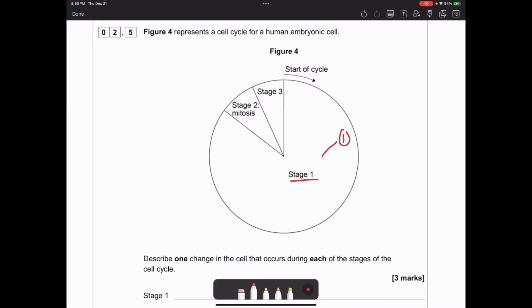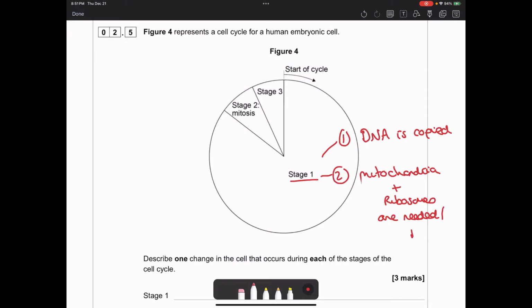In stage 1, you need to know it's basically the preparation stage. In stage 1, the DNA is copied. Okay, so because the cell is going to split into 2 new daughter cells, you need another copy of the DNA. That's why it takes such a long time to copy it all. You could also say more mitochondria and ribosomes are needed or made.